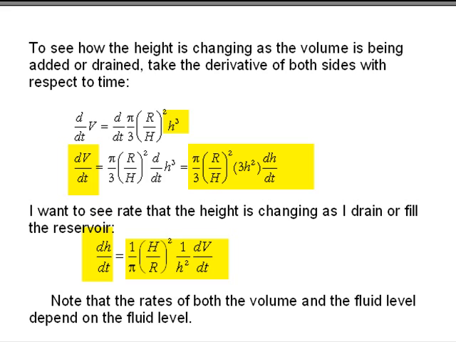So the rate of change of height, the rate that the height is changing, depends both on how you're adding fluid to it and the height that the fluid level is already. That's what the h squared is doing over there. In fact, it's inversely proportional to that.